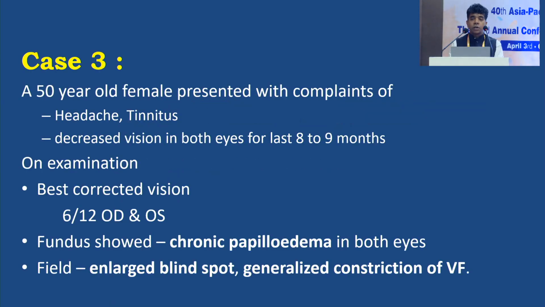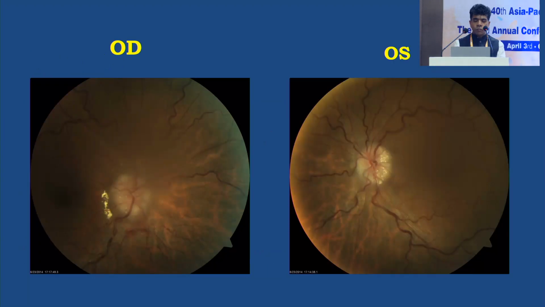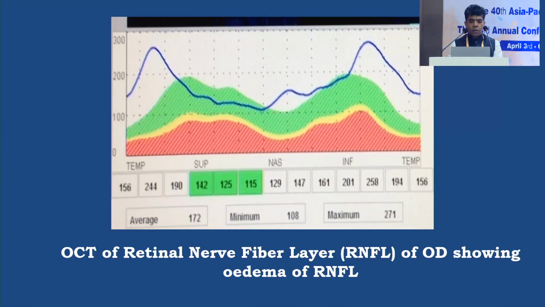So again, the third case, again the same pattern. A 50-year-old female presented with complaints of headache. This time tinnitus is there, decreased vision in both eyes for the last 8 to 9 months, 6/12 vision in both eyes. Fundus shows chronic papilledema, because the symptomatology was there for 6 to 9 months. Field: enlarged blind spot, generalized constriction of field. This you can see, chronic papilledema, constriction of field.